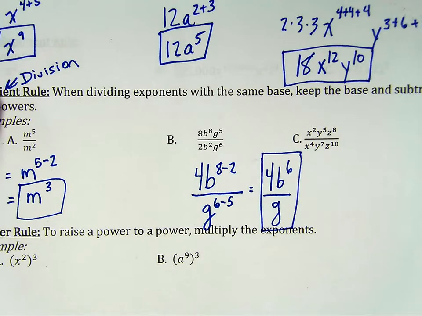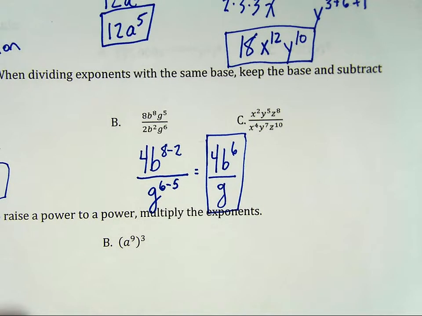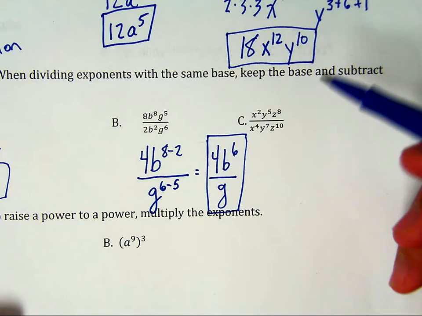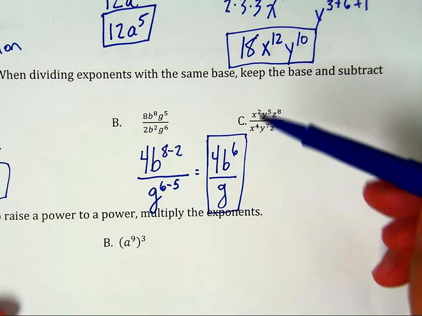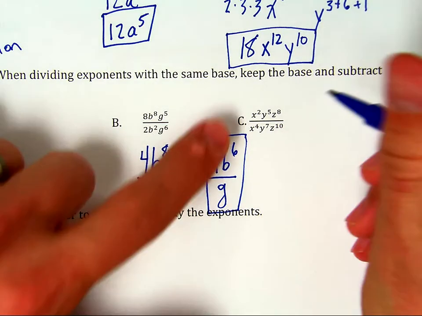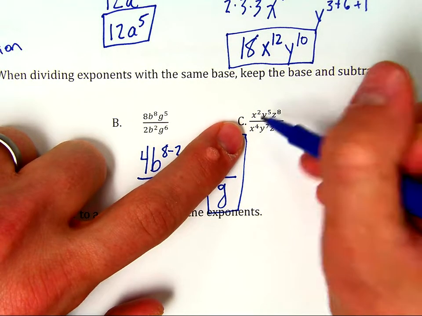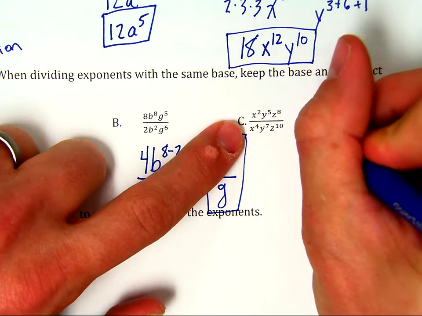All right, for C, we have 3 variables. It doesn't change the complexity. All we're going to do is subtract the exponents from the terms with a common base. So here, x to the 2nd over x to the 4th. Notice that the x to the 4th is the bigger one, so I'm going to keep that in the denominator.